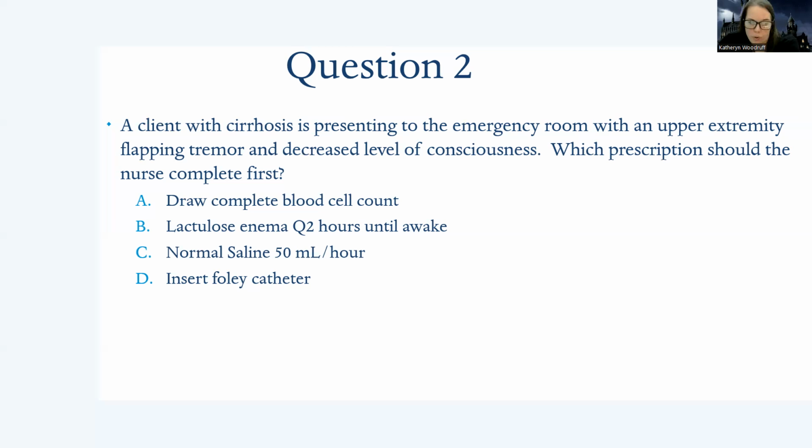The last one's insert Foley catheter. If they're having a decreased level of consciousness, I'll probably want to watch their urine output really closely. If they have liver problems, they can have kidney problems. But again, I have to ask, is it actually going to directly treat? Sometimes when you're looking at a question like this, you have to think about what's going to be most directly helpful, or which order, if I don't complete it, is going to delay care or cause a problem where the patient maybe can't get better.